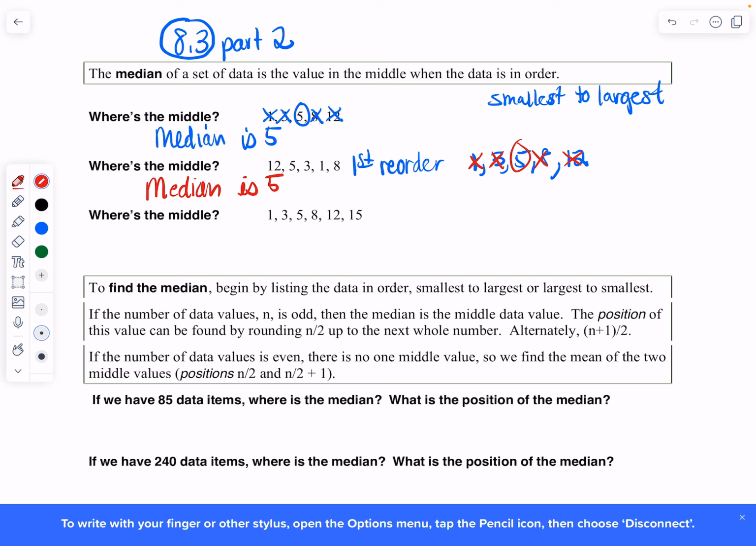So now let's look at this last one. Where's the middle? If we do the same method, first we have to make sure they're in order, and it says 1, 3, 5, 8, 12, and 15. So the answer is yes. Then we work our way in, starting at the endpoints. This time around, I didn't get a clear middle. But what I have is 5 and 8. So when that happens, you're going to add the middlemost two together.